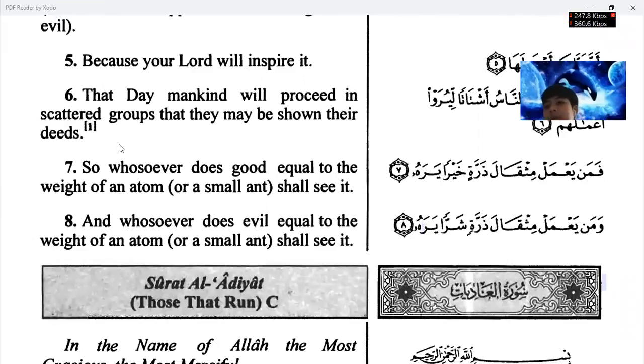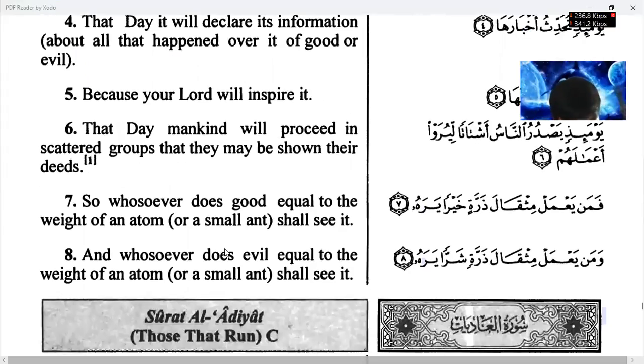Then number three. And on that day, you will be shown every act of yours. Even a very small act that you have done will be shown to you, and even the biggest act that you have done in your life will be shown. Every act that you have done will appear. It will show us on the Day of Judgment.